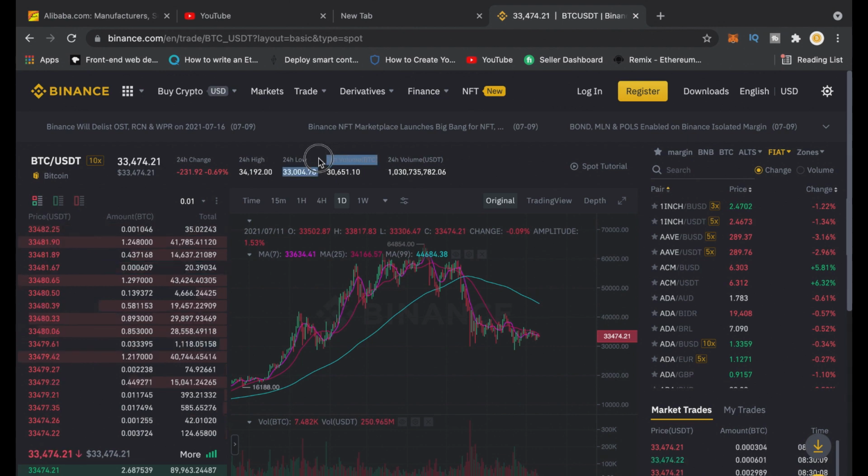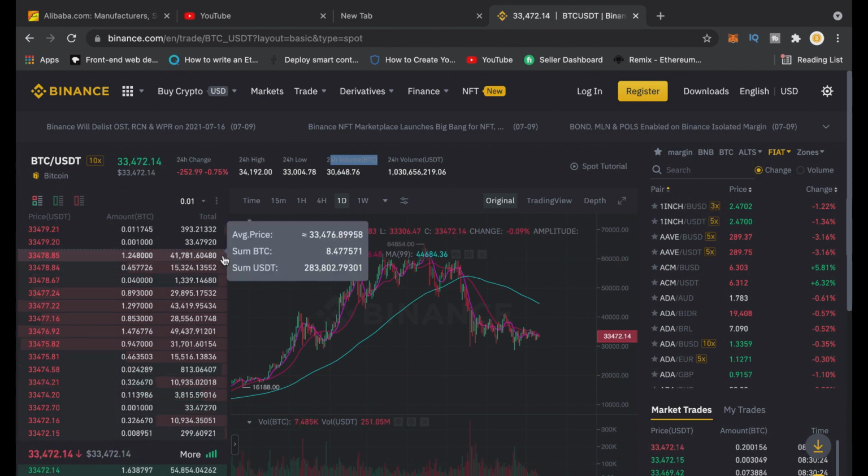So the volume within the last 24 hours, the USDT volume, how many BTC were exchanged or traded within the last 24 hours, and then how many USDT were traded as a pair. Right, so it's very easy.